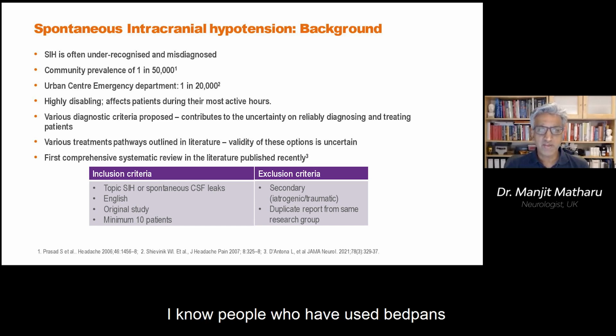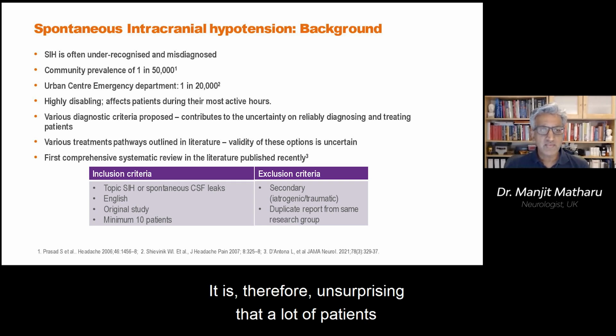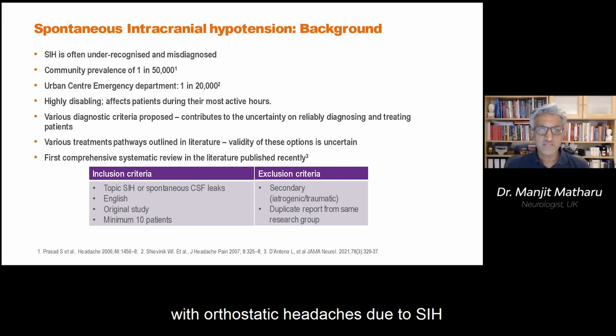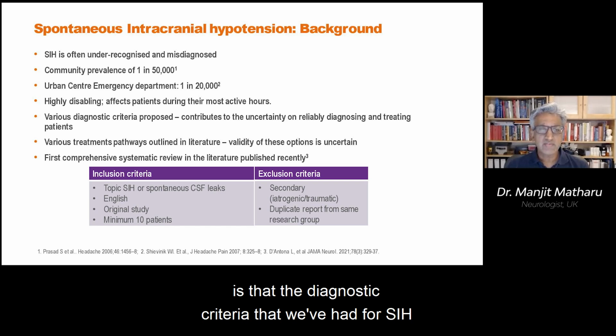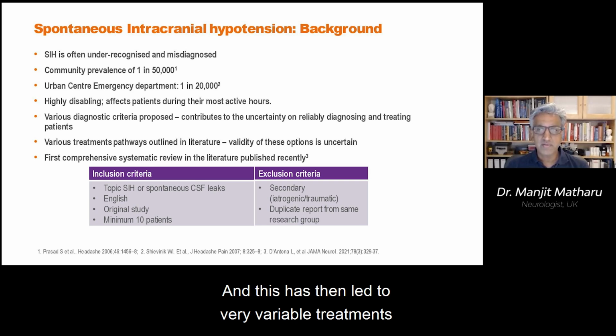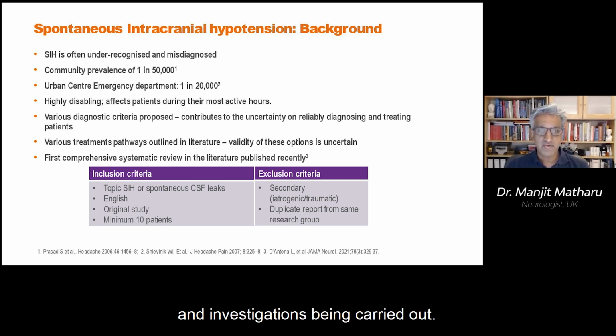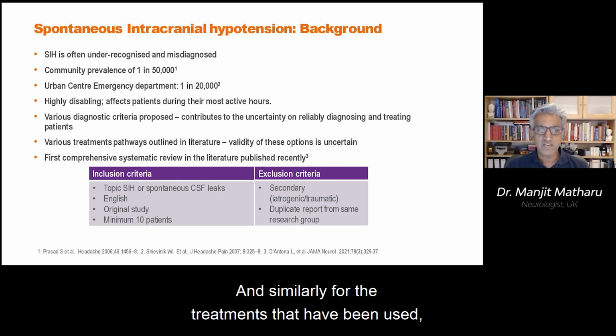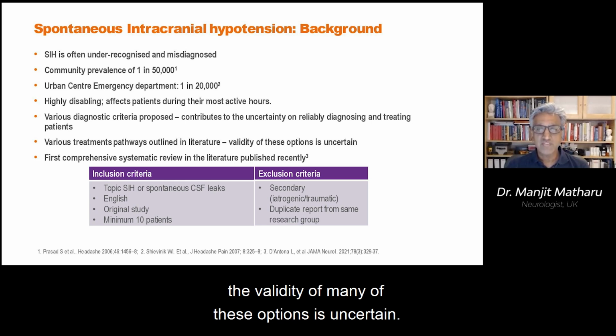I know people who will use bedpans rather than go to a bathroom. It is therefore unsurprising that a lot of patients with orthostatic headaches due to SIH are highly incapacitated. But part of the challenge we've had is that the diagnostic criteria for SIH have been very variable over the years. And this has then led to very variable treatments and investigations being carried out. And similarly, for the treatments that have been used, the validity of very many of these options is uncertain.